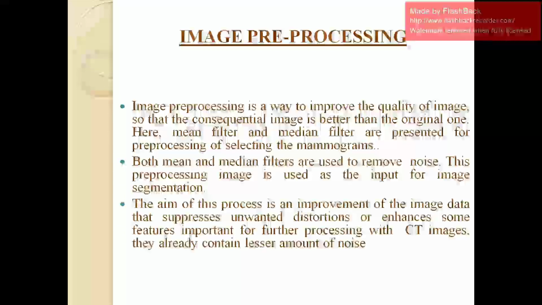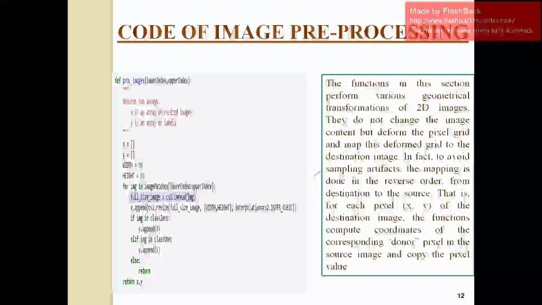The aim of this process is an improvement of the image data that suppresses unwanted distortions or enhances some features important for further processing. With CT images, they already contain a lesser amount of noise. Here you can see the code of the image pre-processing. By applying this code in our project, we move further to the next step.